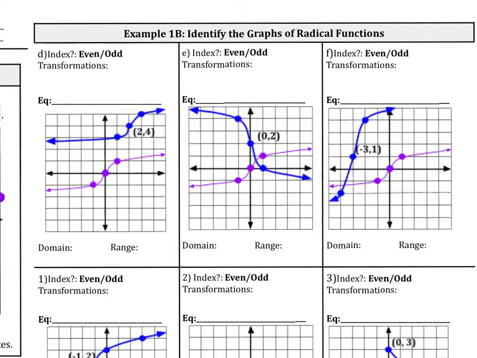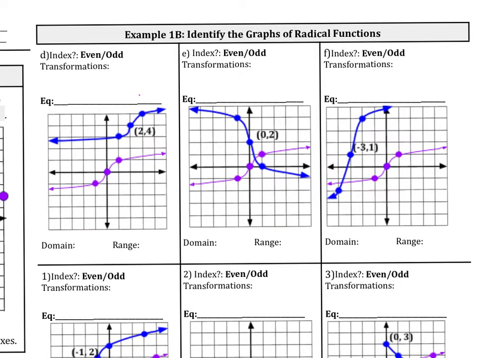Chapter 5.3, Example 1b. Now we are going to identify the functions, and these are the parent functions, which are the cube root functions. So you can see that these are all cube root functions, so we can identify them as odd functions. So this is going to be a cube root odd function.